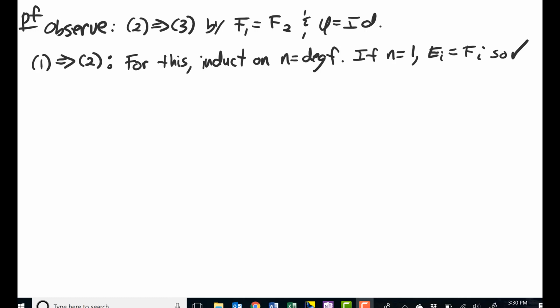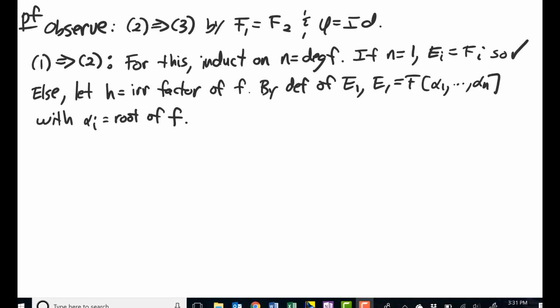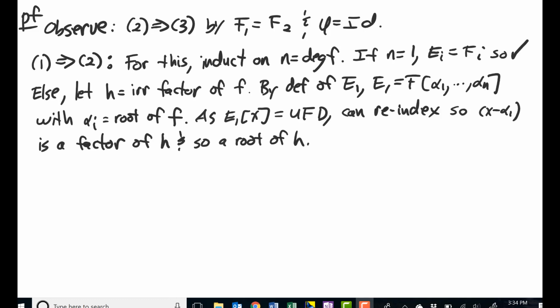If n is equal to 1, then we already have the root there. So the splitting field is the base field, and so the capital Phi is just the little phi, and there's nothing to do. Otherwise, let's let h be an irreducible factor of f, and now you see how we're going to use part 1. By the definition of E1 being the splitting field for f, E1 is F1 attached some alpha 1 to alpha n, where these alpha i are the roots of f.